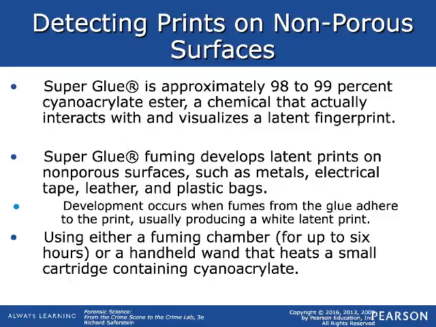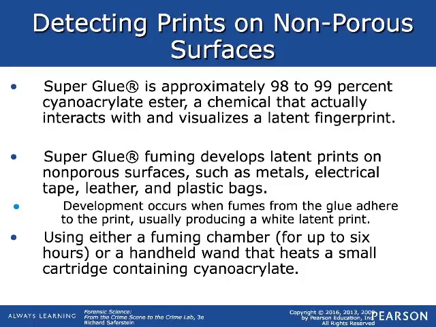Okay, now another way to do this is to use super glue. Super glue is made out of this cyanoacrylate ester. This chemical interacts with the oils in the fingerprint so that you can actually see it. So what you do is you take the super glue and you can fume the latent prints.